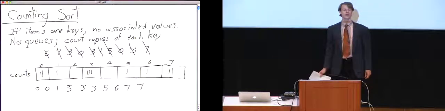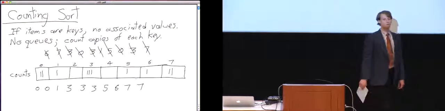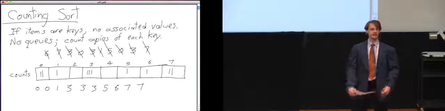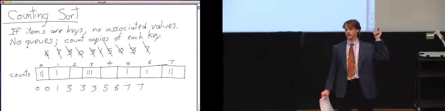So that's it. That's the whole algorithm for the basic version of counting sort. Again, pretty much the simplest sorting algorithm you can imagine. Any questions about it?